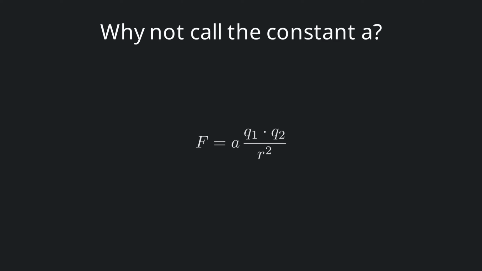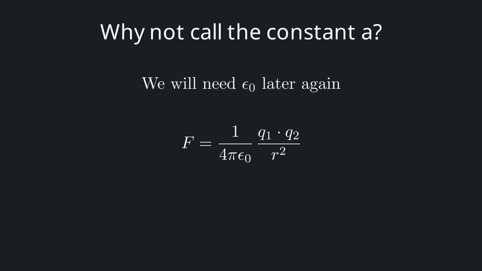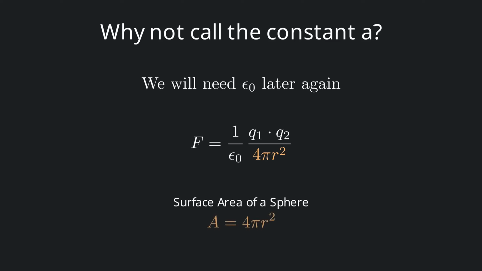Now the logical next question is, why don't we just call the constant a? Why do we have to say 1 over 4 pi epsilon naught? And the simple answer is, we will need epsilon naught later again. But if you rearrange the formula, you might see why epsilon naught is the more natural choice here. Because we divide now by 4 pi r squared. And 4 pi r squared is the surface area of a sphere.